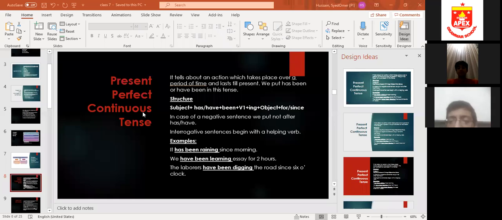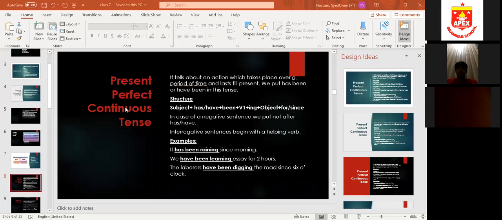It is raining. Present continuous. Simple. It is raining. Okay. If I say it has been raining since morning, I have given a time period. Now I'm telling my listeners that it has been raining since morning. I've included a time period. Whenever a time period is included in a sentence, we have to put perfect continuous, whether it is past perfect continuous, future perfect continuous, or present perfect continuous. Okay? So present perfect continuous tells about an action which takes place over a period of time.